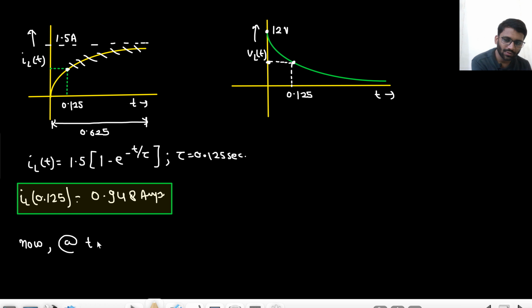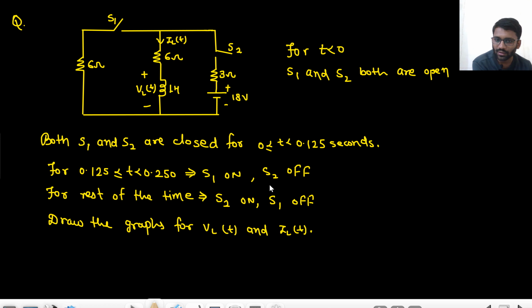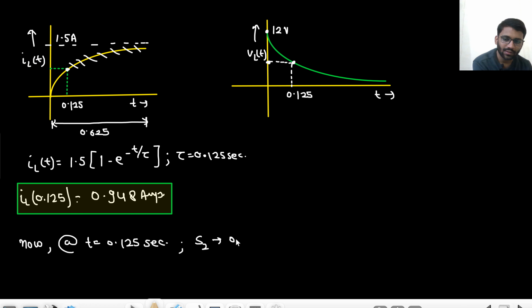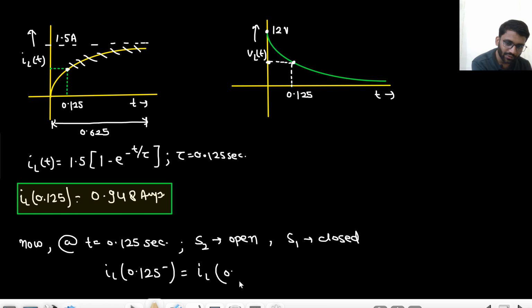Now at t equals 0.125 second, which switch is open? Switch S2 is open and switch S1 is closed. Now IL of 0.125 minus would be equal to IL of 0.125 plus as well, because this will be carried forward. That would be 0.948 ampere, right?